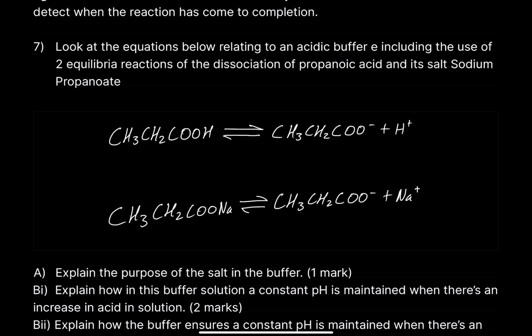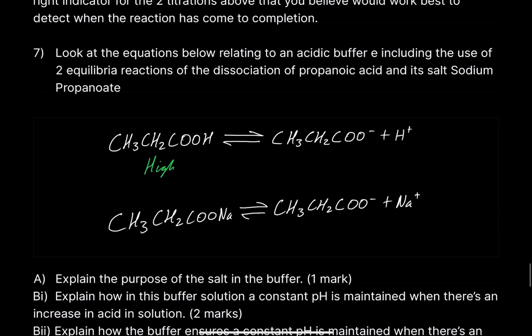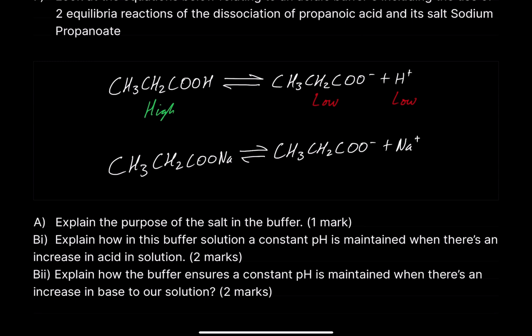So here we have a weak acid. Weak acids weakly dissociate H plus ions in solution. So therefore we know we have a high concentration of propanoic acid in comparison to propanoate from this dissociation, and a low concentration of H plus. Because the equilibrium is not very far to the right, it's closer to the middle.